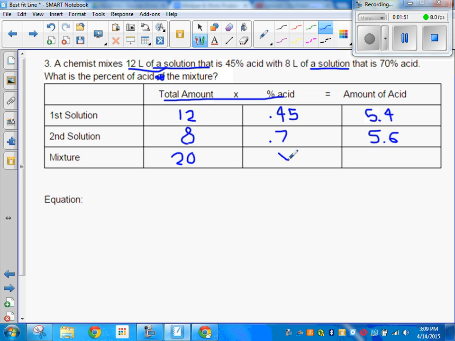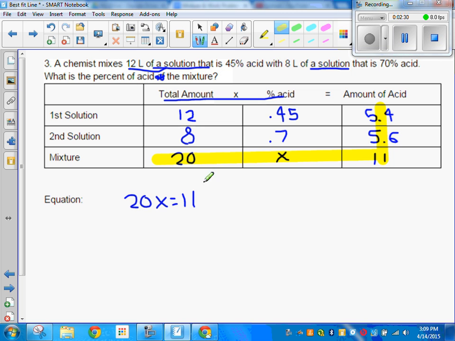However, I do not know the percentage of acid, but I do know how much acid there is total. It's just these two added together, which should be 11. And my equation just becomes 20 times x is equal to 11, which is exactly what I got from this last row right here. And just to be clear, we will only ever get our equation from this row or this row right here. It depends which one they give you.